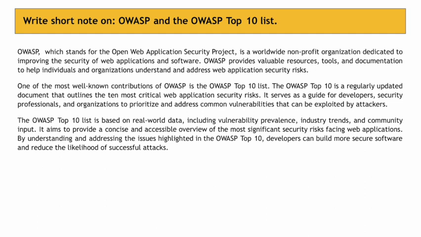The OWASP Top 10 is a regularly updated document that outlines the 10 most critical web application security risks. It serves as a guide for developers, security professionals, and organizations to prioritize and address common vulnerabilities that can be exploited by attackers. The OWASP Top 10 list is based on real world data, including vulnerability prevalence, industry trends, and community input. It aims to provide a concise and accessible overview of the most significant security risks facing web applications.